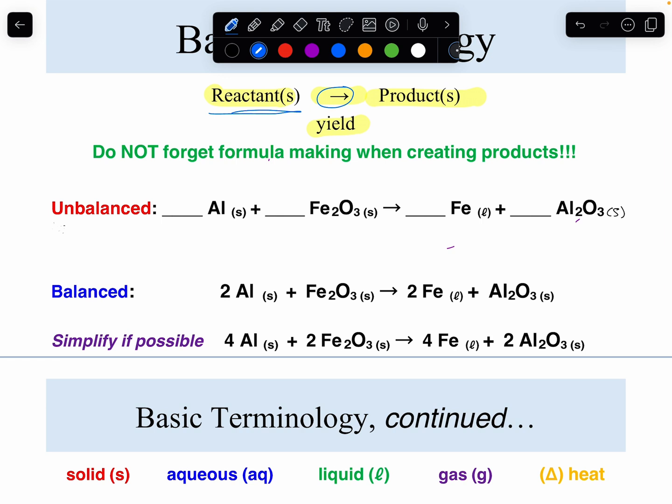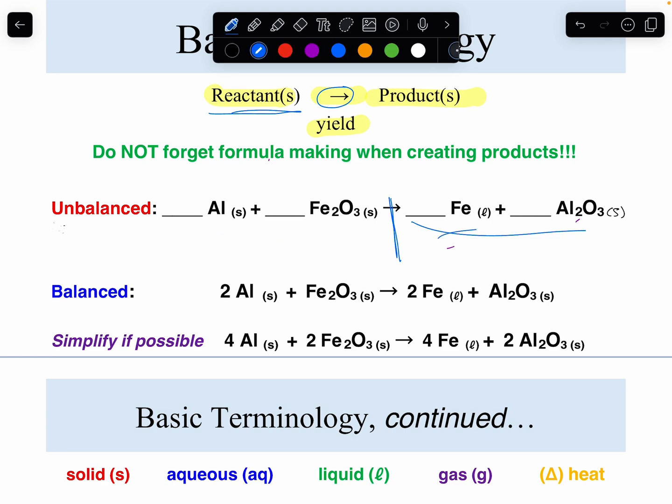Now we're also going to focus on how to balance reactions. To balance reactions, we want to balance in between the front of the arrow and the back of the arrow. So we're basically balancing it right down the middle, and we want to balance the atoms, not the compounds.